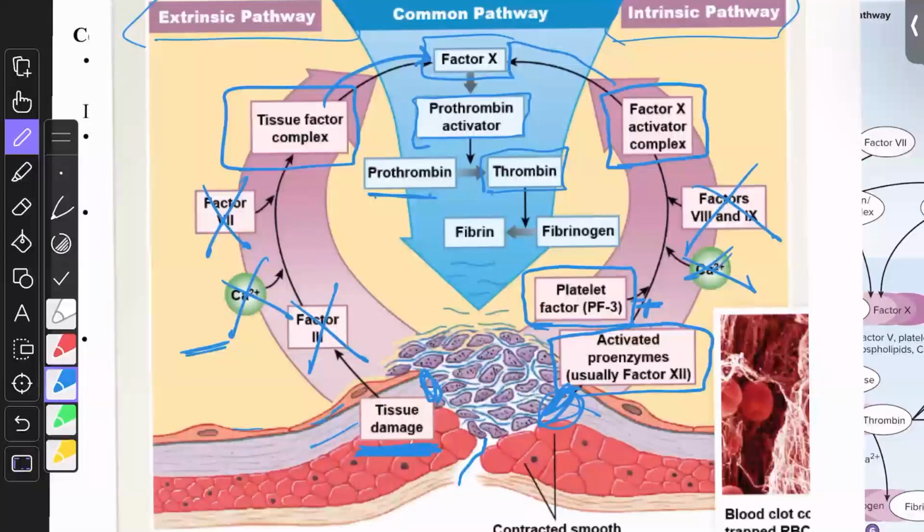Why do I need thrombin? It converts fibrinogen into fibrin. Where is the fibrinogen? In the platelet plug, right? It's that connector that's holding those platelet plugs together. When thrombin converts fibrinogen into fibrin, that is when you get your clot.